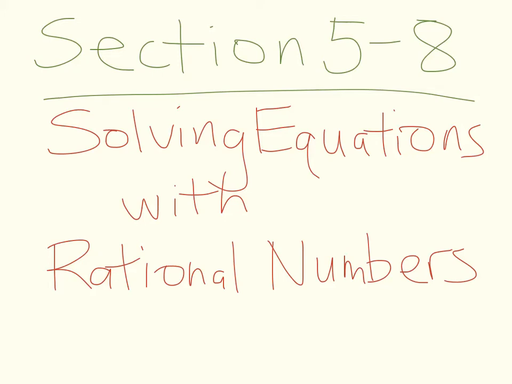All right, this is section 5-8, solving equations with rational numbers. Remember, rational numbers are ratio numbers, and ratios are fractions. So fractions are rational numbers. And remember, fractions can be written as either repeating decimals or decimals that stop. So they do end up turning into those, and that's what the rational numbers we're talking about here are. So let's start with example number 1.